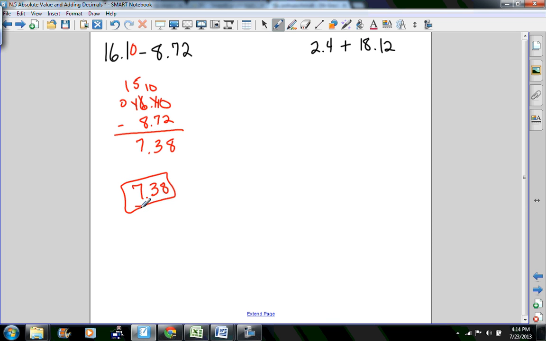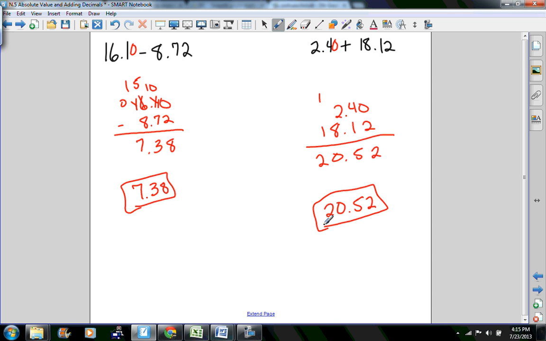Okay, we're going to try the one on the right. 2 decimal places here, only 1 here, so I got to add a 0. So I'll go 2.40, 18.12, lining up the decimal places. That will come down. 0 plus 2 is 2, 4 plus 1 is 5, 2 plus 8 is 10, and 1 plus 1 is 2. So the answer is 20.52. Nice and straightforward there.